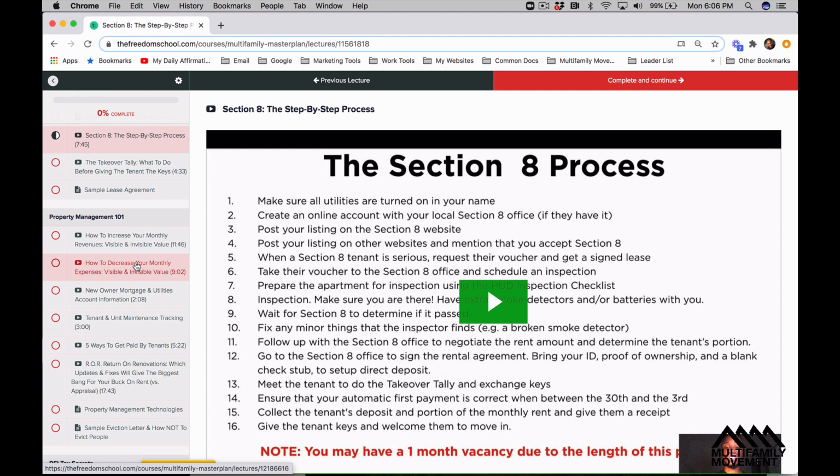A lot of people have negative stereotypes about Section 8 people, and I just found that Section 8 people are good people who have fallen on hard times, and I have great, amazing Section 8 tenants.